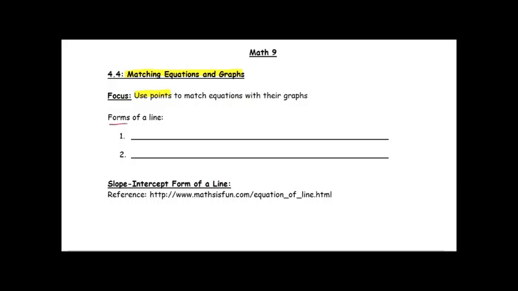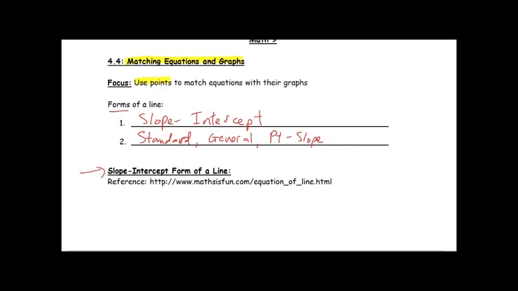So just a couple of comments before we get going here. A few different forms of a line that we'll see. One of them is the slope-intercept form. We'll cover this in a little bit more detail down here. There are some other forms of a line. You see these more in Math 10: the standard form, the general form, and the point slope form. Okay, so all of these different forms can be used to talk about the same line.